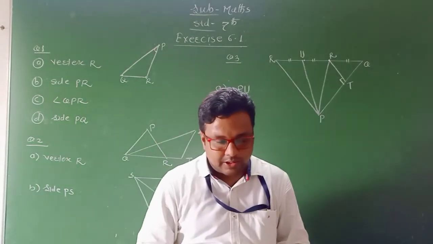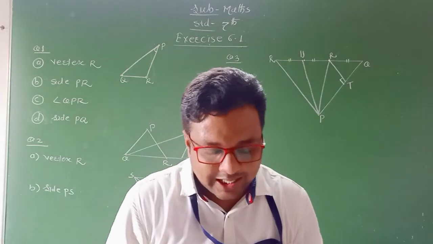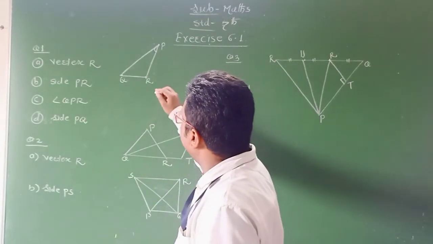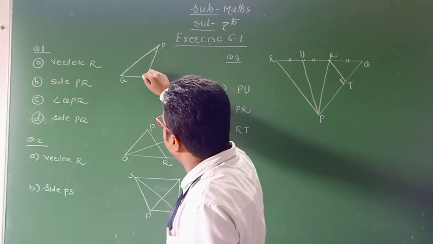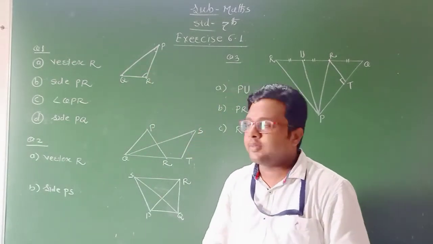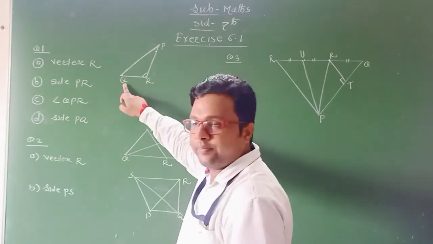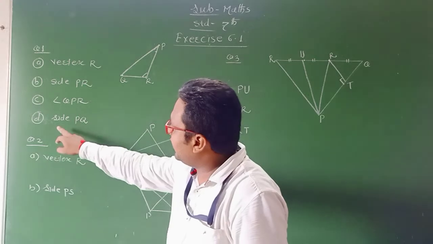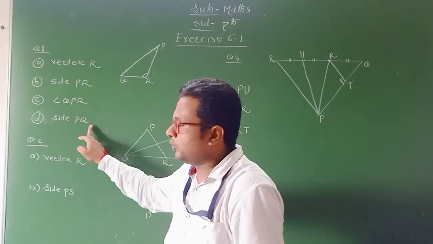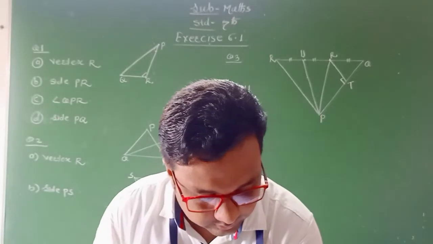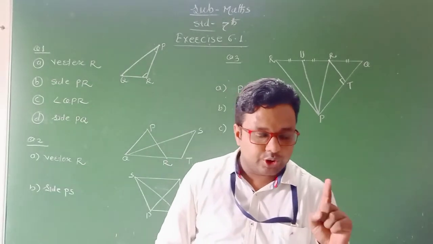Then example D is given. Name the side opposite to angle R. Now where is the angle R in triangle PQR? This is the angle R. Now what is the side opposite to angle R? That is side PQ. Clear? This is the side opposite to angle R. Therefore here I write the answer: side PQ. Okay? In this way we complete question number 1.